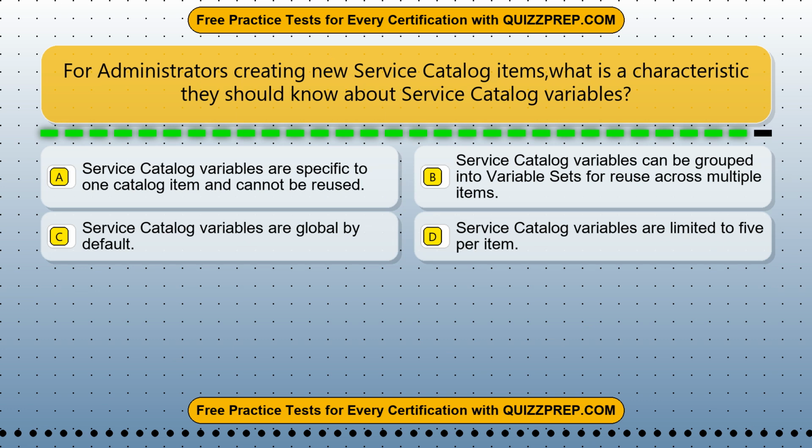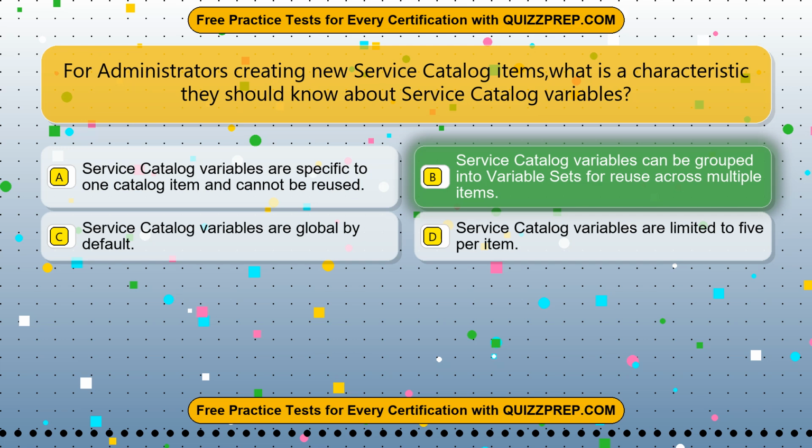Question 238. For administrators creating new service catalog items, what is a characteristic they should know about service catalog variables? Option A, service catalog variables are specific to one catalog item and cannot be reused. Option B, service catalog variables can be grouped into variable sets for reuse across multiple items. Option C, service catalog variables are global by default. Option D, service catalog variables are limited to 5 per item.